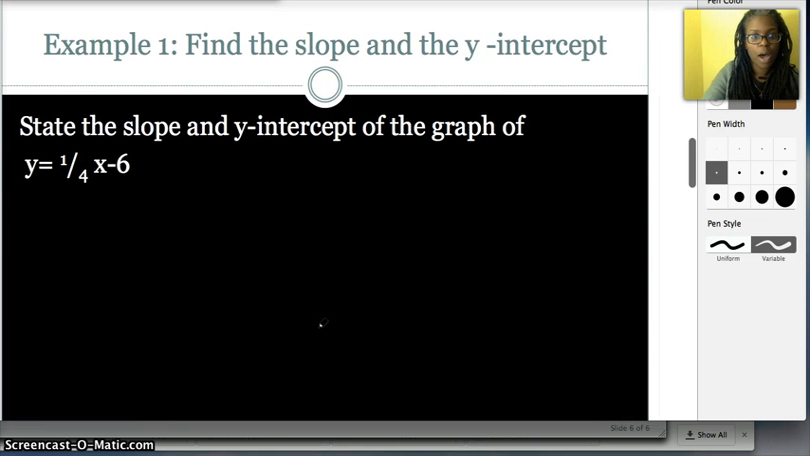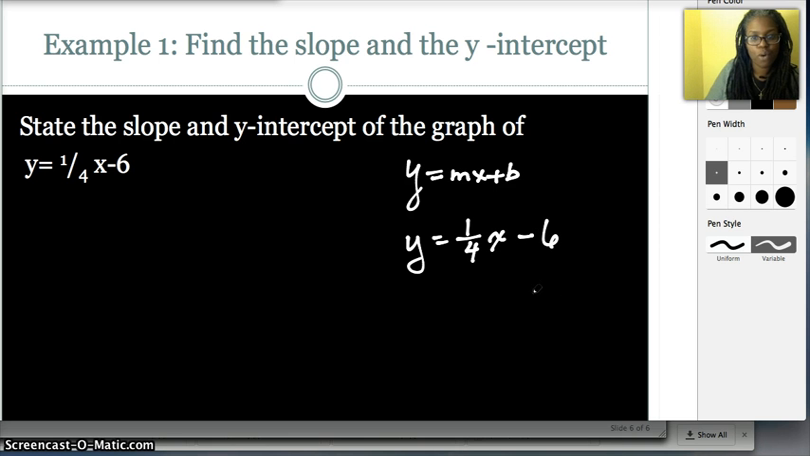So here's example 1. We're going to find the slope and y-intercept given a particular equation. We remember that the slope-intercept form is y equals mx plus b. So if we can get the equation in this form, we've got a lot of information. Fortunately, this is quite an easy problem because they gave us the equation in pretty much this very form, right? So what I'm looking at here is that 1/4 is in the place of the slope. So I can already say that the slope is equal to 1 over 4.